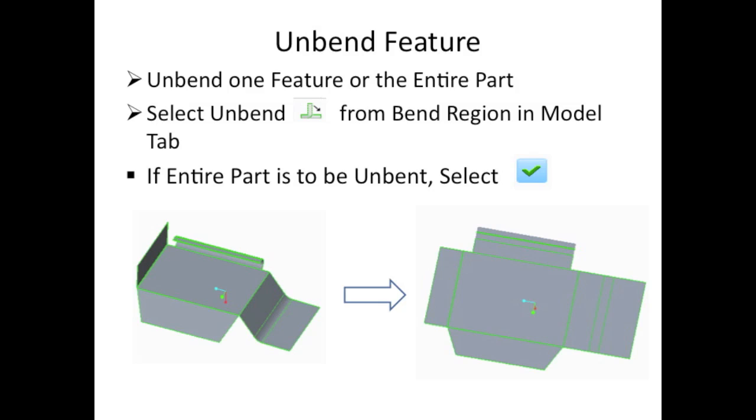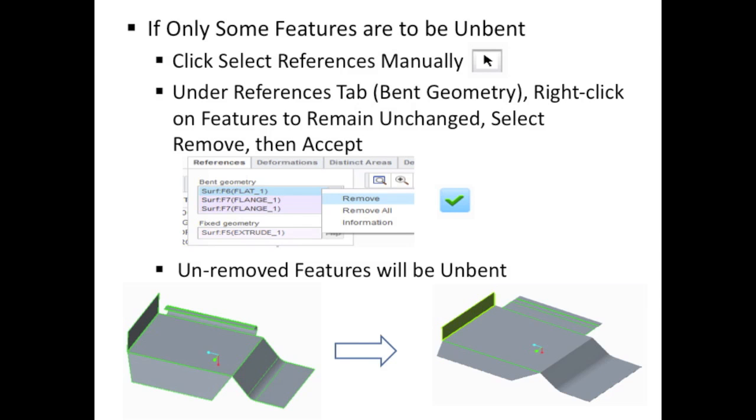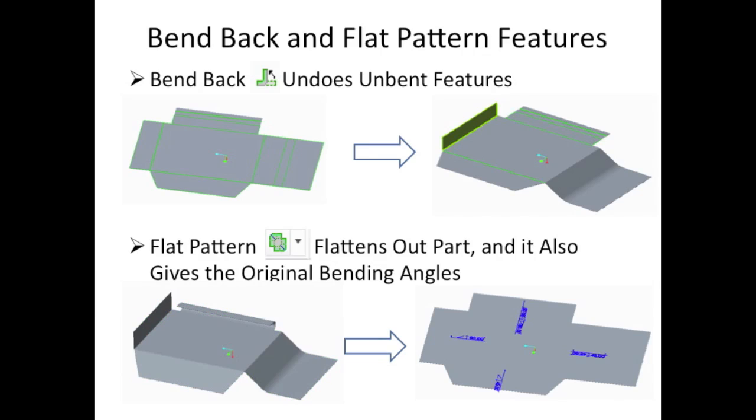The Unbend option allows flattening of one or more features or an entire part. Select Unbend from the Bend region in the Model tab. If an entire part is to be unbent, simply select the check mark. If on the other hand, only some features are to be unbent, click the Select References Manually arrow, then under the References tab, right-click the features to be left unchanged. Select Remove, then Accept.